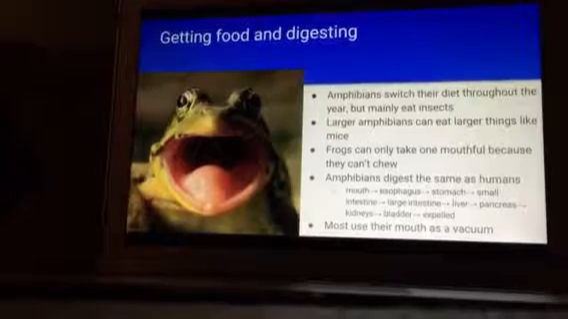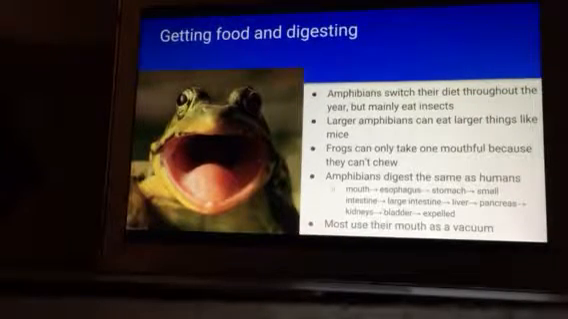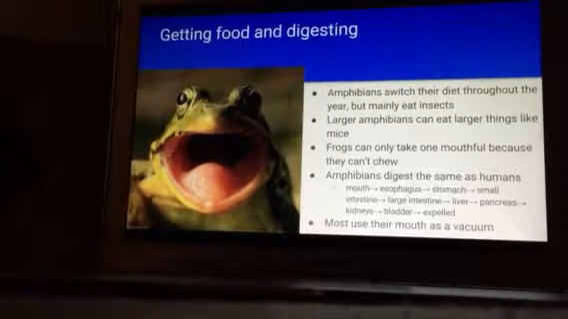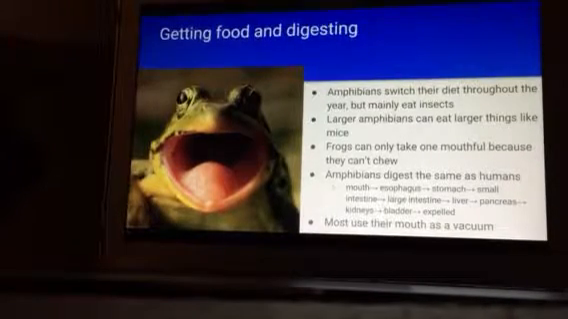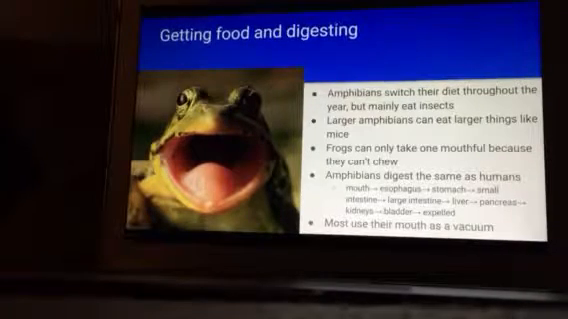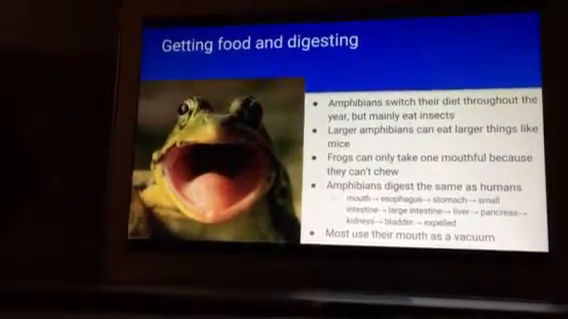Getting food and digesting. Amphibians switch their diet throughout the year, but mainly eat insects. Larger amphibians can eat larger things like mice. Frogs can only take one mouthful because they can't chew because they don't have teeth. Amphibians digest the same as humans. Their special adaptation for eating, though, is that their mouth acts like a vacuum when they are in the water.